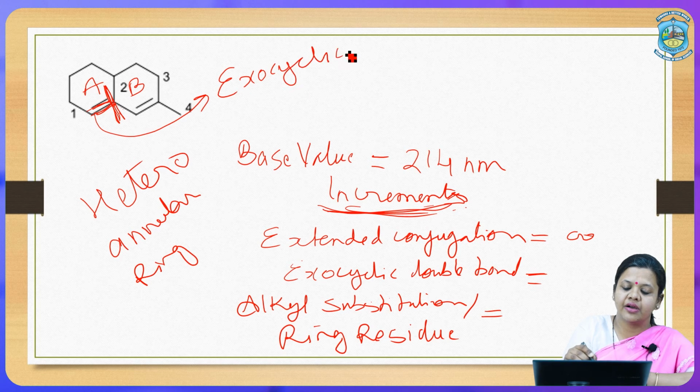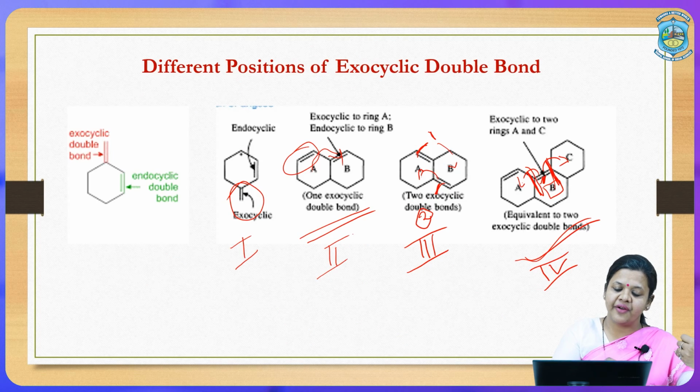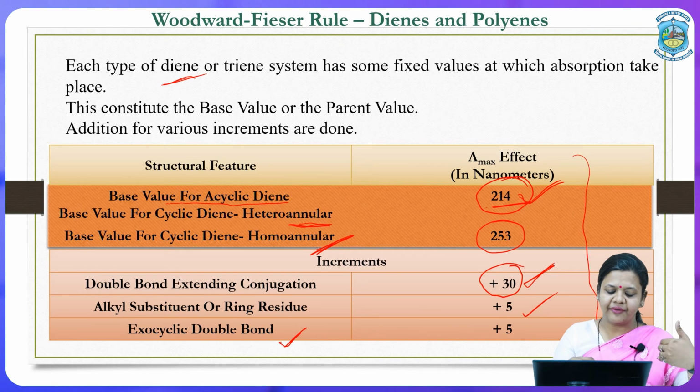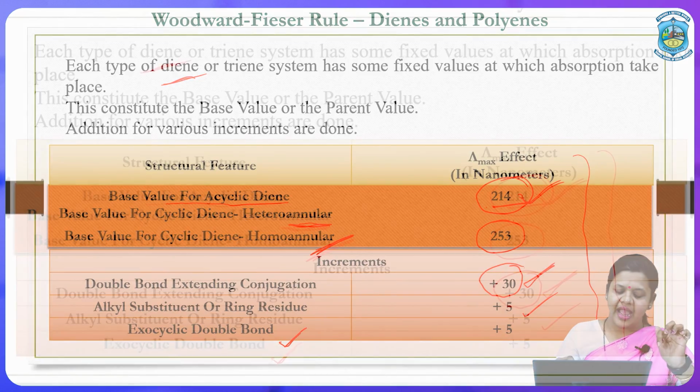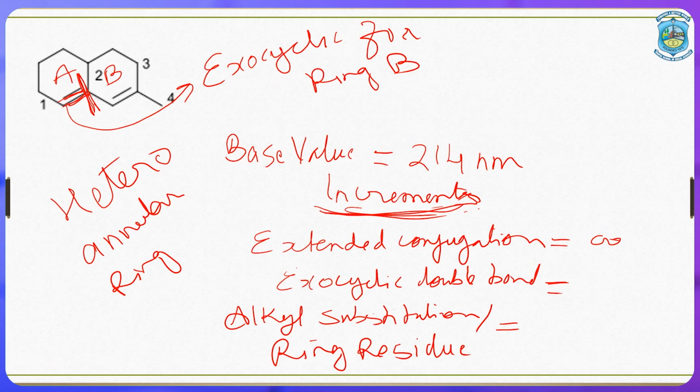exocyclic for ring B. So, there is one exocyclic bond, and if you want to refer to the table, you may see that for each exocyclic there is a value plus 5, and for each alkyl substituent or ring residue also we will be adding a value of 5. So, for exocyclic we will write plus 5 nm, and now we have to see the alkyl substitutions or the ring residue.